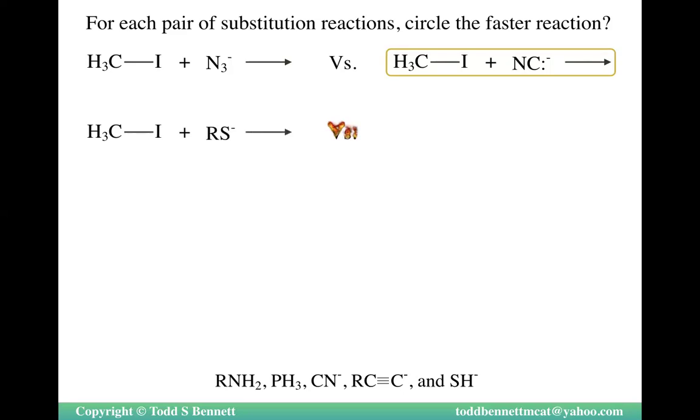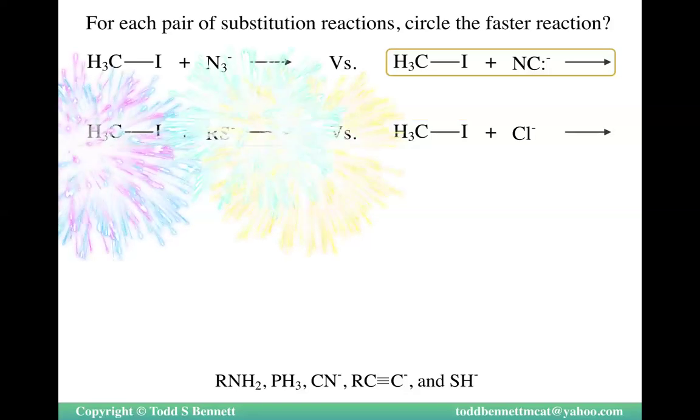So Cl, some will call it good, some will call it bad. It's right on that cusp. Whereas RS minus is like the HS minus, that's your better option.